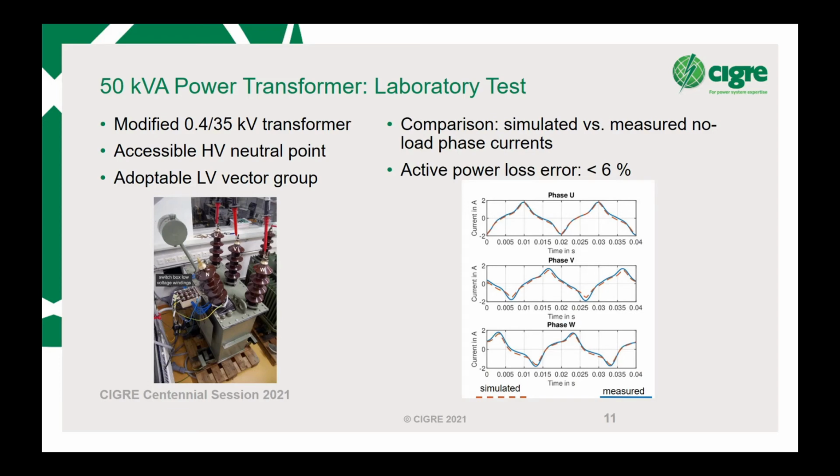And here on the right-hand side, you see the 3-phase current over time, simulated and actually measured. And we see a very good agreement between the simulation and the measurement, and the overall active power loss error between the simulation and the measurement is below 6%.